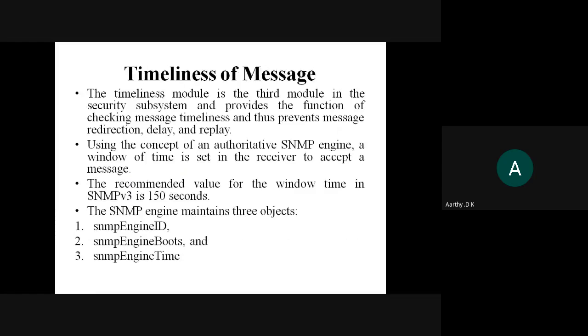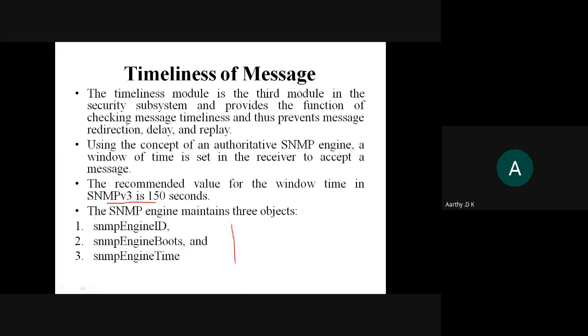And the next one, as I told you, is timeliness. The recommended value for the window time in SNMP version 3 is 150 seconds. I told you that the maximum time in which your data should reach the destination is 150 seconds. That is given in SNMP version 3. So your SNMP engine maintains three objects, such that the timeliness of the message is maintained.